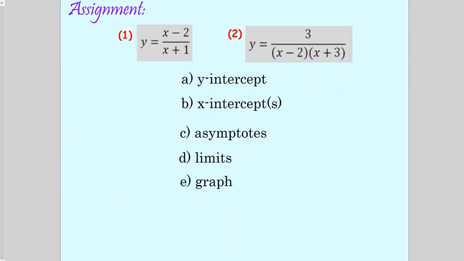So you only have 2 homework problems, and I want you to use the full big problem process. Find the y-intercept, the x-intercepts, the asymptotes, the limits, and draw the graph with extra points where needed.